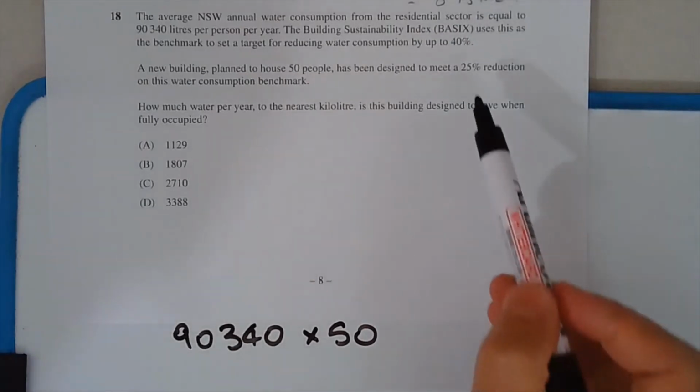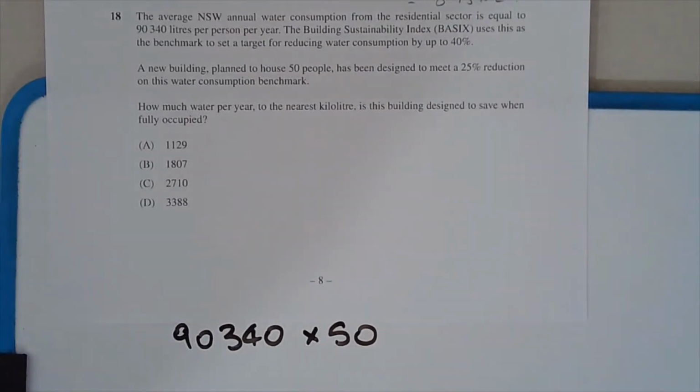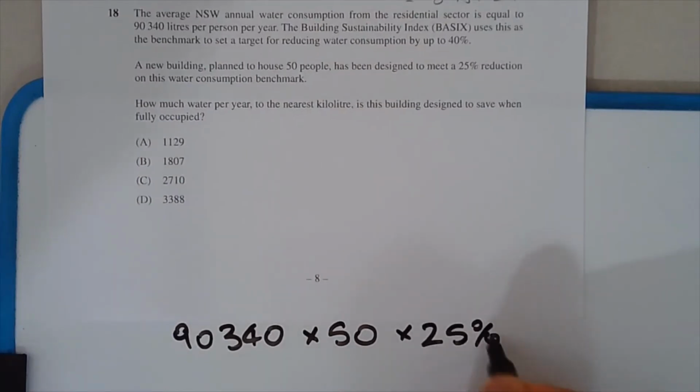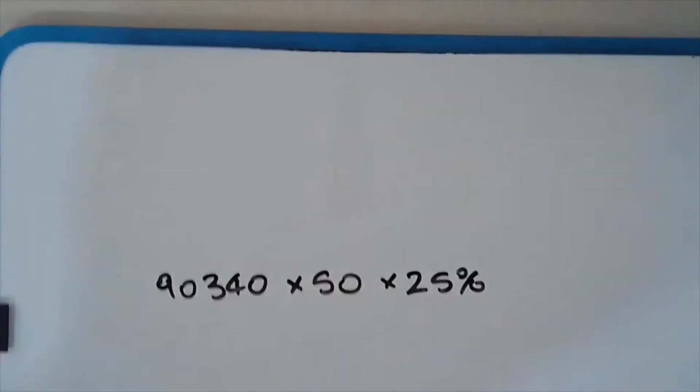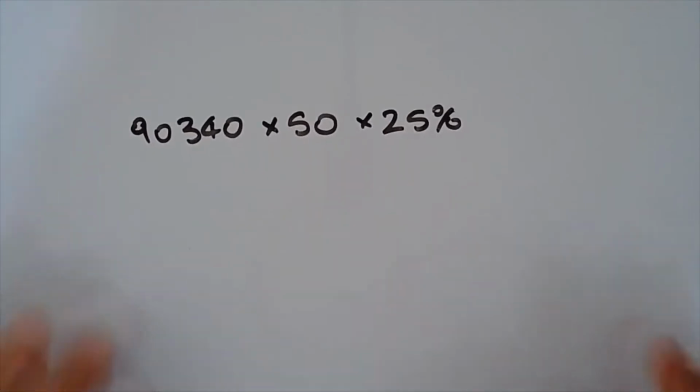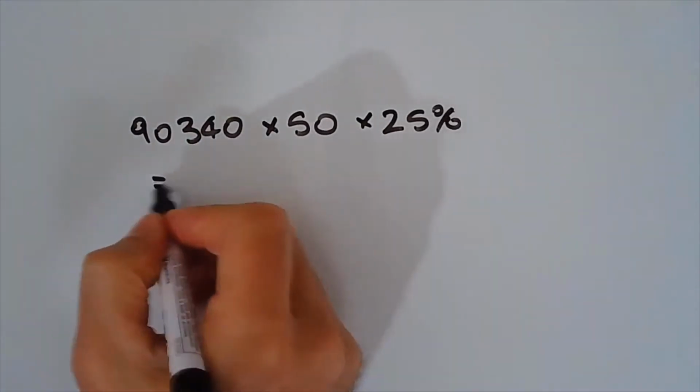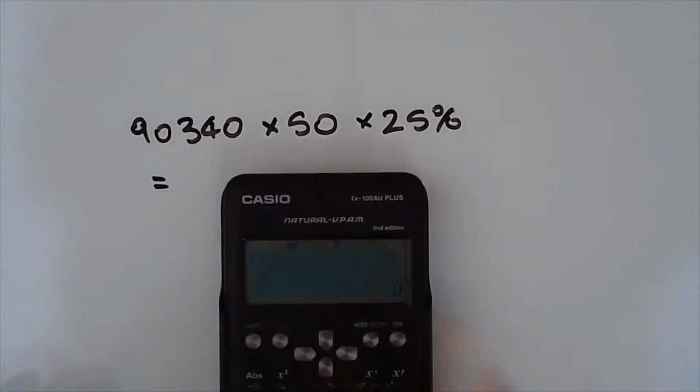What we do need though is this 25%. So this building is designed to save 25% on this target. So we're going to multiply that by 25%. Okay. And let's see what we get there.